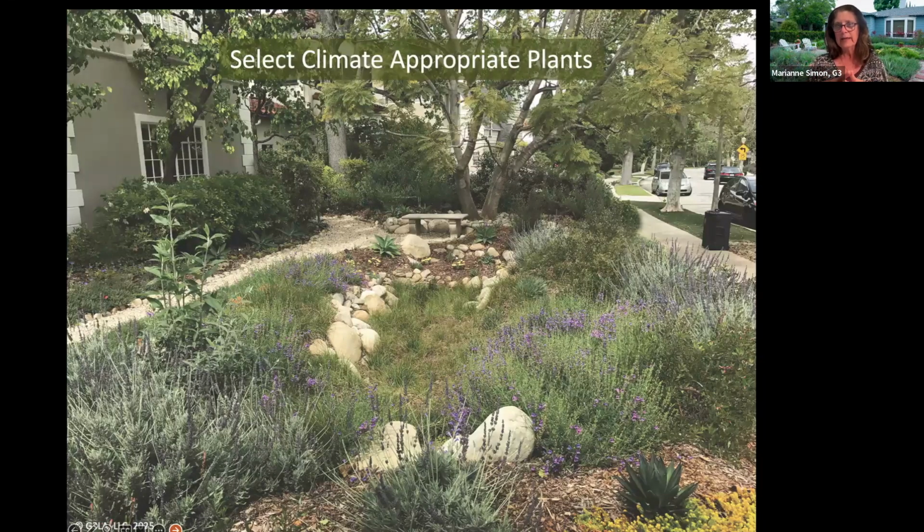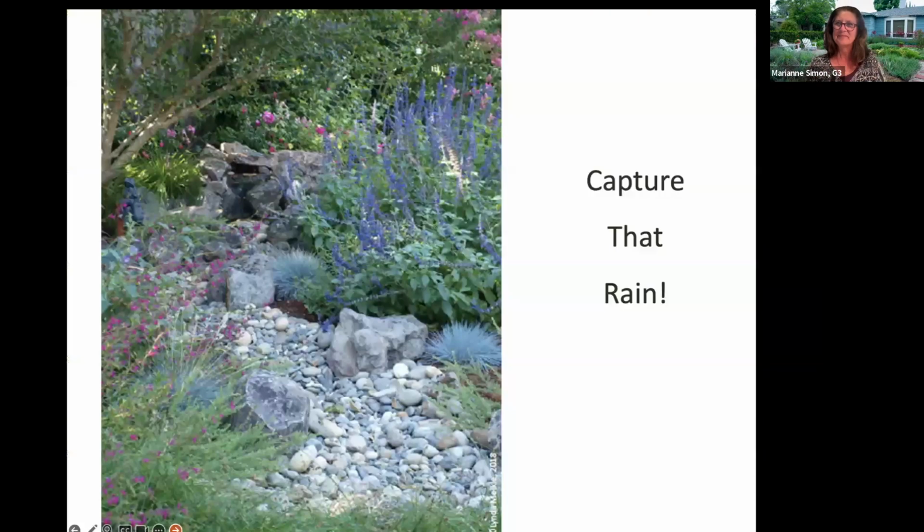Climate appropriate plants. So again, these are plants that are adapted to your particular climate. And again, yes, you can absolutely have natives. We encourage natives, but it doesn't have to be exclusively so. There's room for lots and lots of diversity. So be abundant, be diverse in your plant selections.